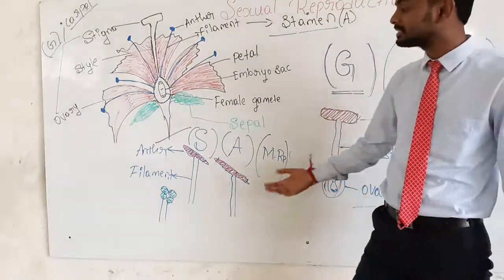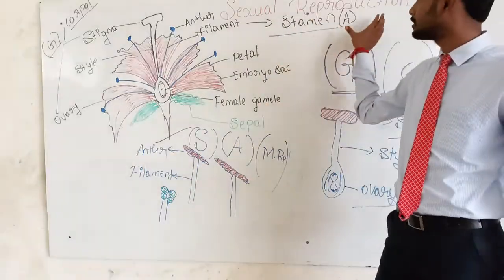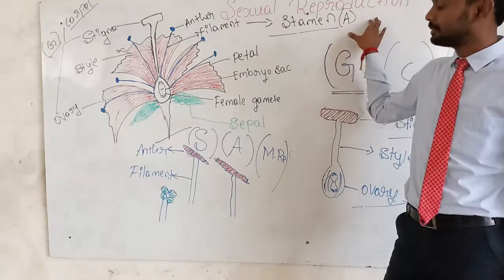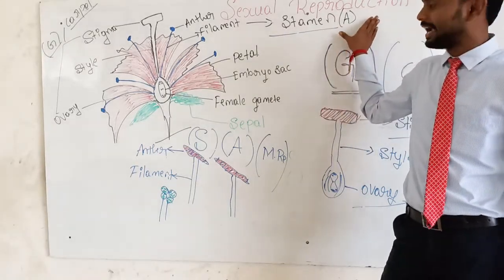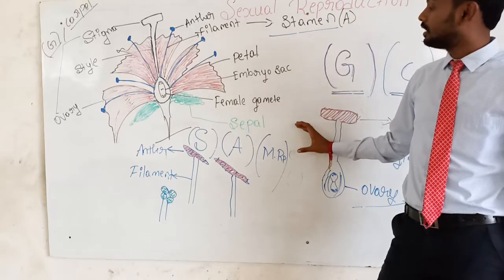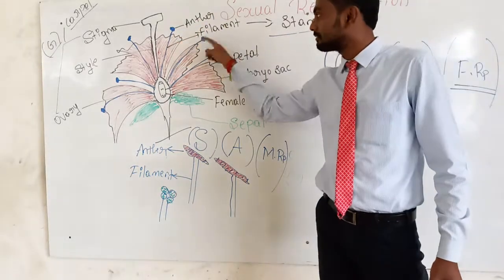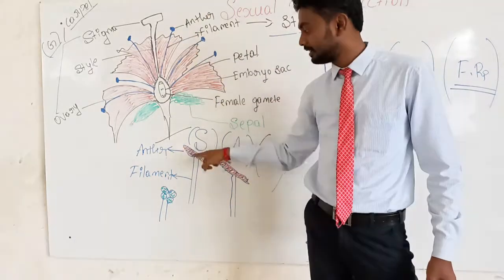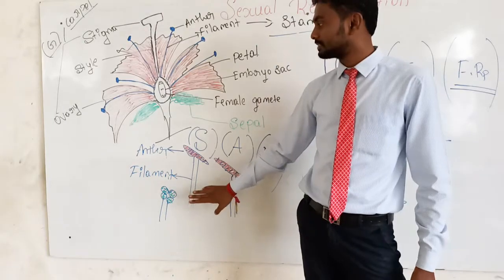This is the female part. Next one is the male, which is the stamen. Stamen is also known as androecium, the male reproductive part. The androecium can be divided into two parts. One is the anther and the other is the filament. Clear all of you?